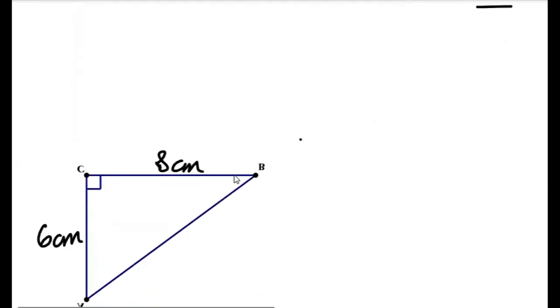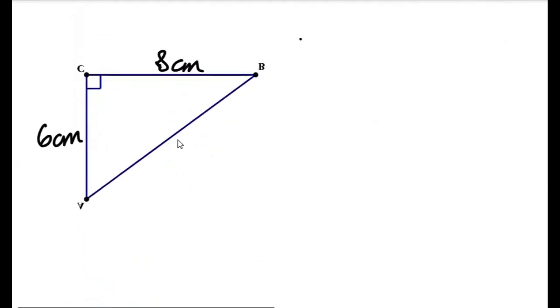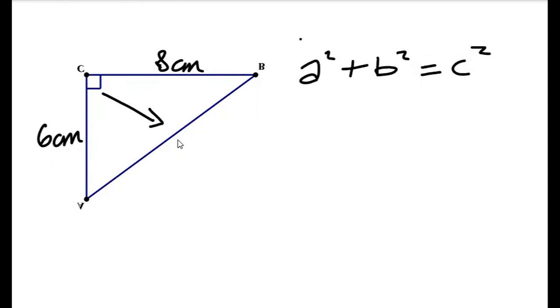One more example. Now, even if your triangle is inverted, the hypotenuse is always opposite to the right angle. So no matter the orientation of your triangle, the hypotenuse is always opposite to it. So in this case, the hypotenuse is missing again, and that's our C. So I'll write the formula. And my legs are 6 and 8. So 6 squared plus 8 squared is C squared.